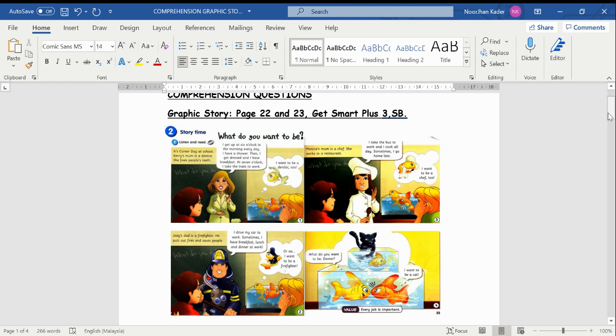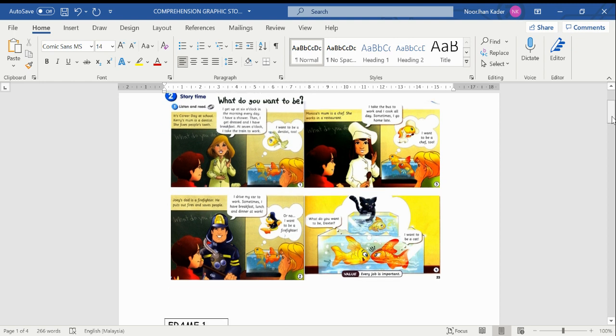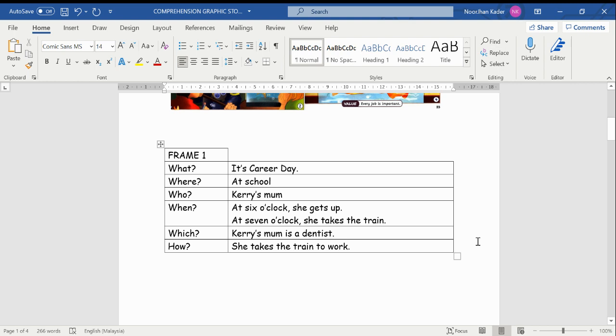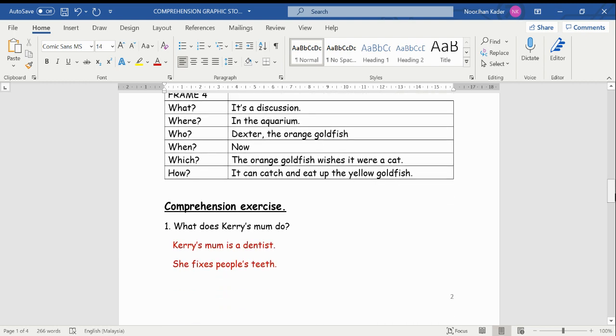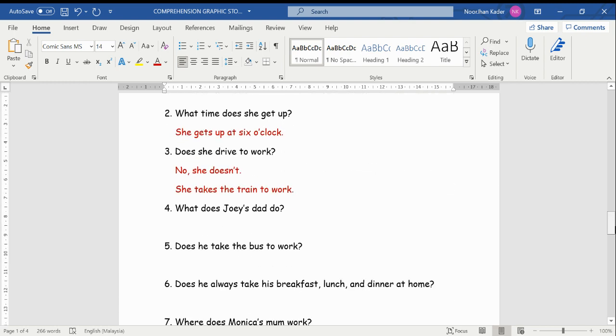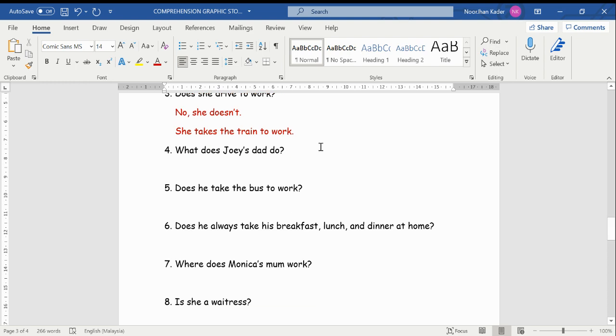Whereby Carrie's mom is giving the speech. So these are the details in the table for frame 1. You can check on that later when you check your answers. Okay, so let's go to the fourth one. The fourth one is already frame 2. So frame 2 will be number 4.